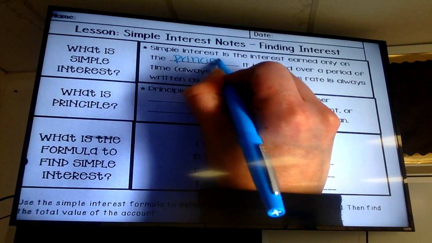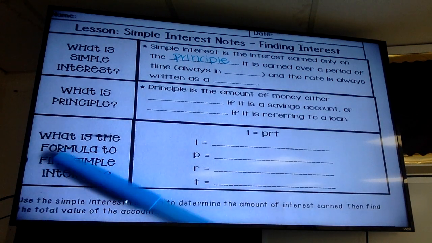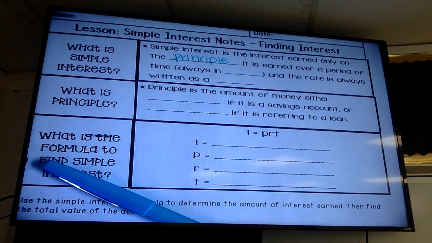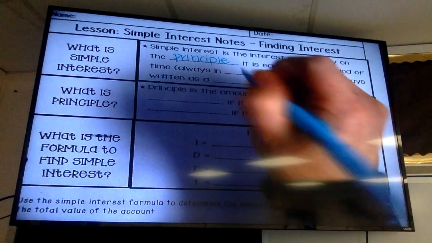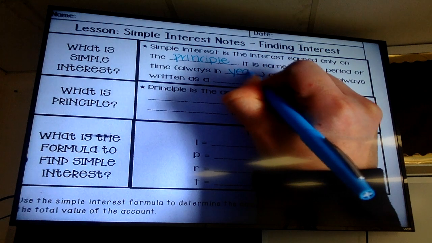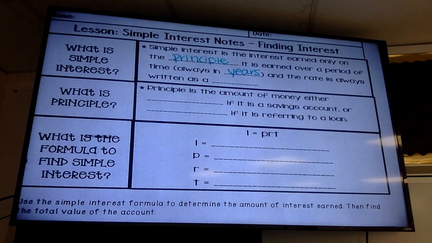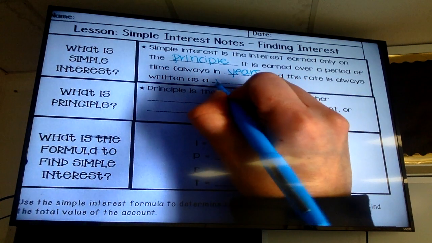And this principal is spelled P-R-I-N-C-I-P-A-L. Okay, it is earned over a period of time, and that time is always written in years. So if they give you months, then you need to convert it into years. And the rate is always written as a percent.